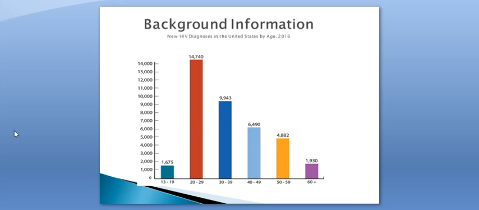So, background information, pretty interesting chart that I found. It's on new HIV diagnoses in the United States by age, and this was put out in 2016, so a few years ago, however still very prevalent in today's time. As you can see, your eyes probably immediately go for the red bar, and this is ages 20 to 29, and obviously it's a pretty big difference between the rest of the ages.